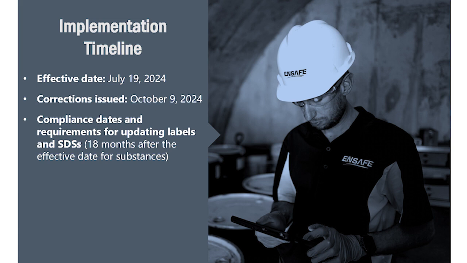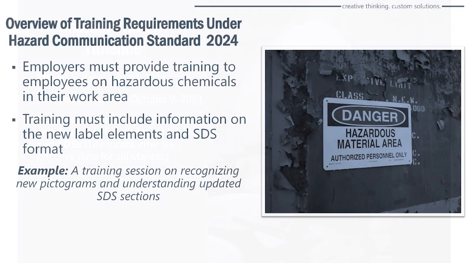The training requirements under the 2024 standard say that employers must provide training to employees on hazardous chemicals in their work area. The training must include the new label elements and SDS format. For example, a training session on recognizing the new pictograms and understanding updated SDS sections.